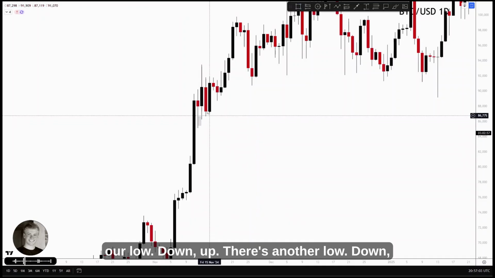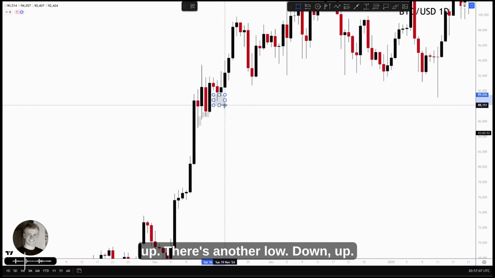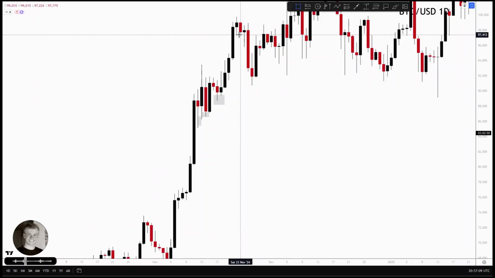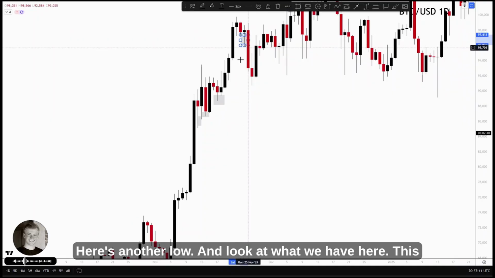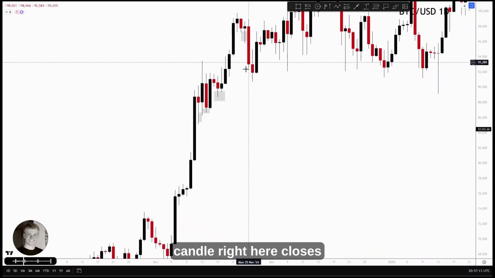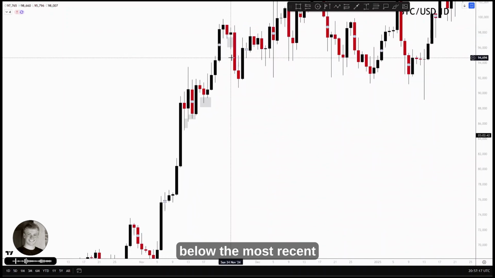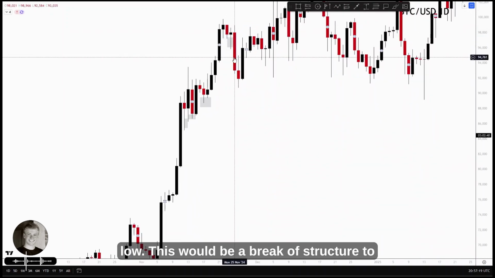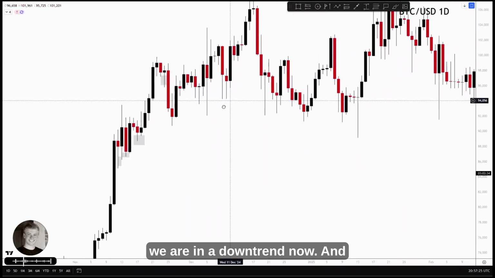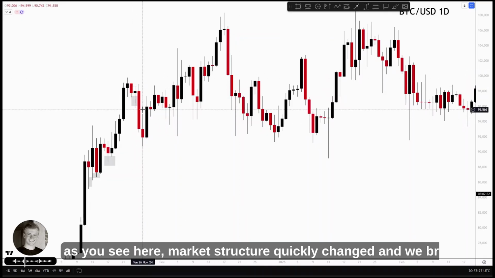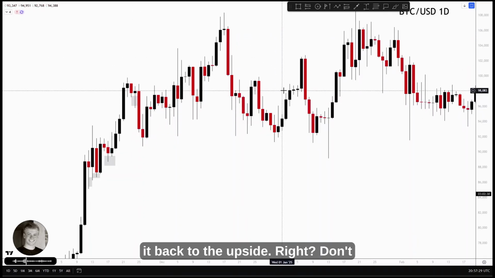Here's our low. Down, up, there's another low. Down, up, there's another low. Down, up, here's another low. And look at what we have here. This candle right here closes below the most recent low. This would be a break of structure to the downside. This would mean we are in a downtrend now. And as you can see here, market structure quickly changed and we broke it back to the upside, right?